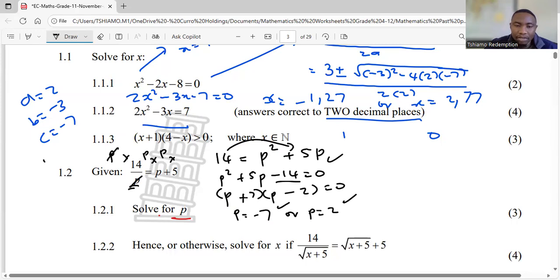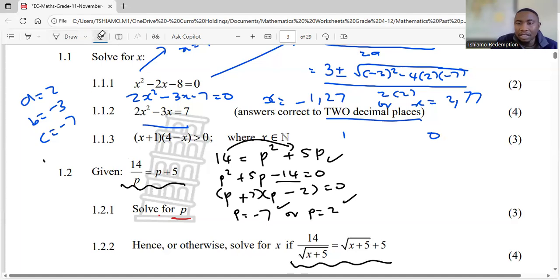Okay, next question. Hence or otherwise solve for x if 14 over the whole expression. Now look at this expression given. These two equations are the same, just that here in the place of p, they put the square root of x plus 5. So same thing, just that now they've changed from p to the square root of x plus 5, meaning p is the same as the square root of x plus 5.